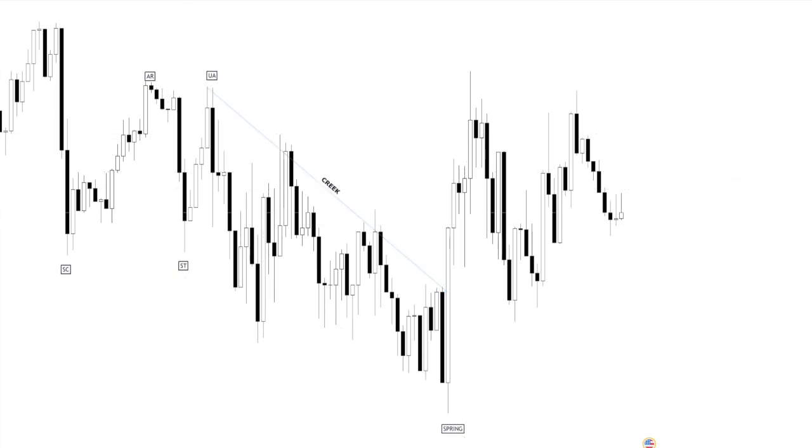All these are second tests, not going to label it. And then I would just call this a break of structure. So this is an up thrust, but it didn't go above the AR. So that's why he labeled this an up thrust, because it has to go above the AR.